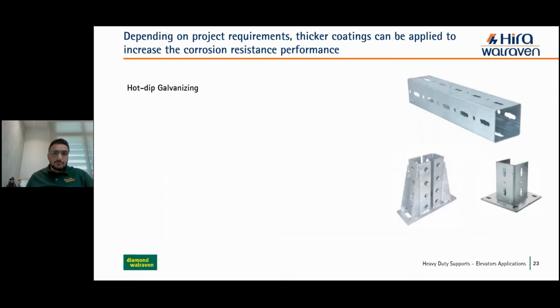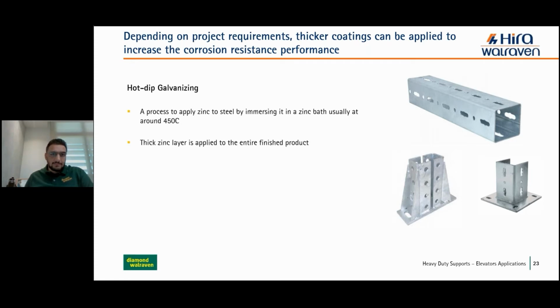Depending on the project requirement, a thicker coating can be applied to increase the corrosion resistance. As mentioned, this profile as standard is hot dipped. Hot dipping is the process where steel parts are dipped into a bath of molten zinc. Large parts several meters in size can be coated using this technique. It is a process that applies zinc to steel.